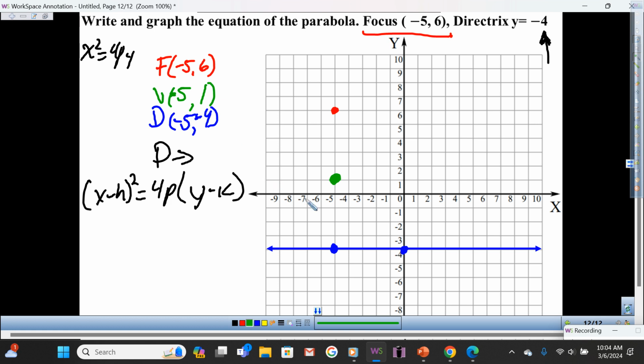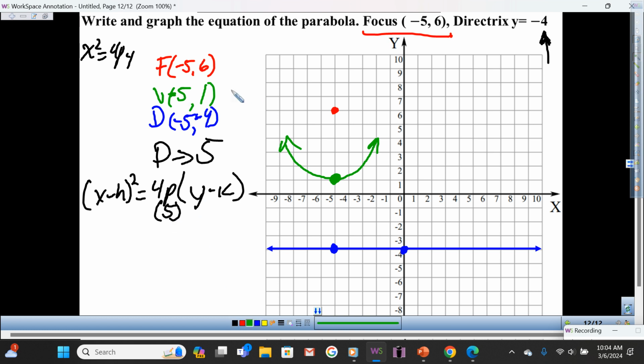And then from there we just graph it. Do we know how to open? It always opens towards the focus, so it's going to look like this. So far so good, yes? From there we need the distance between the points. What was that distance we said? 5 steps. So that goes here.